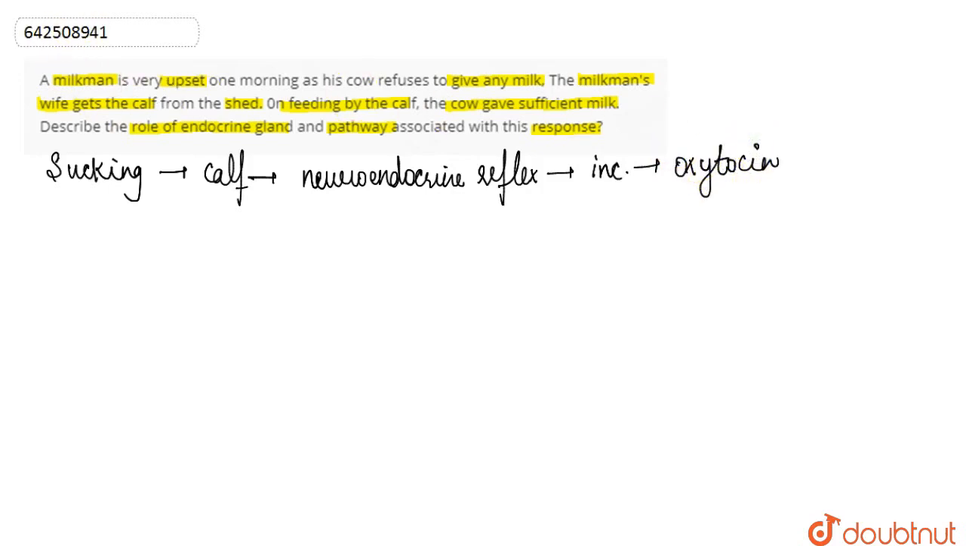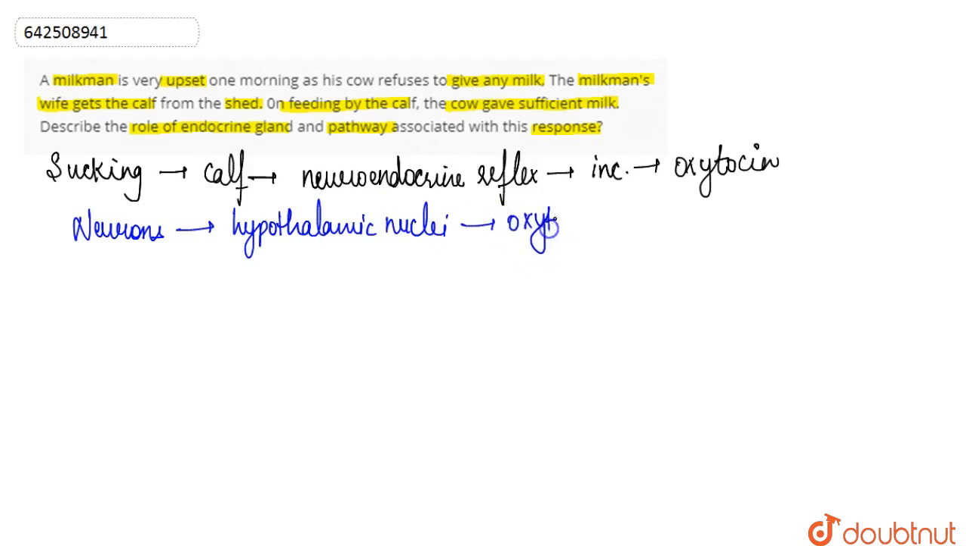So the oxytocin is synthesized in the hypothalamus in specific nuclei, the paraventricular nucleus and the supraoptic nucleus. The neurons in this region, that is in the hypothalamic nuclei, synthesize the oxytocin precursor and package it into vesicles.